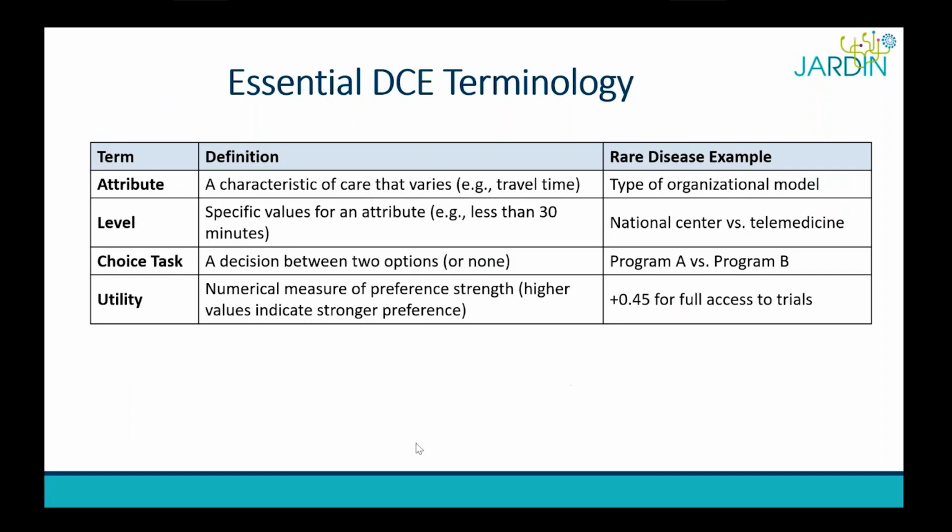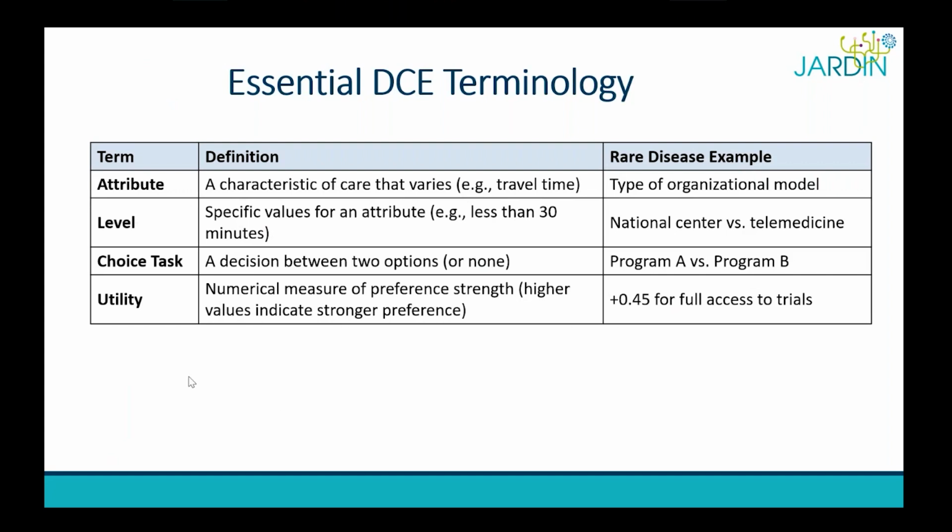And the level means it's the value that the specific attribute takes. So for instance, for travel time, the level could be less than 30 minutes, it could be greater than 60 minutes, and so on. And then specifically for the type of organizational model attribute, the levels could be national center versus telemedicine, or the public-private partnership could be considered as levels.